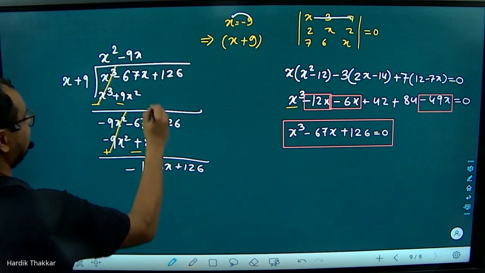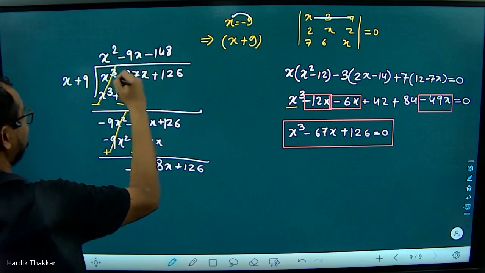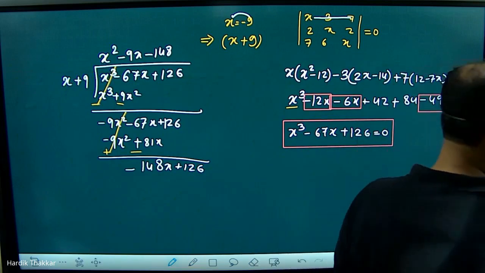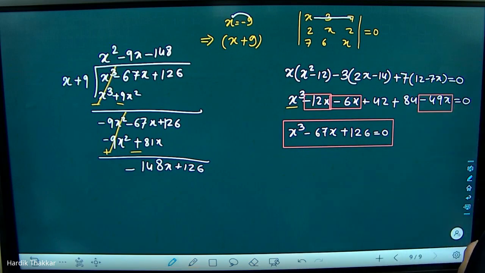Now the next term will be minus 148. So when we multiply, I think something is wrong here. Let me check the question again. Is this cubic polynomial correct or not? X plus 3, x cube, 7 x square, 6x.